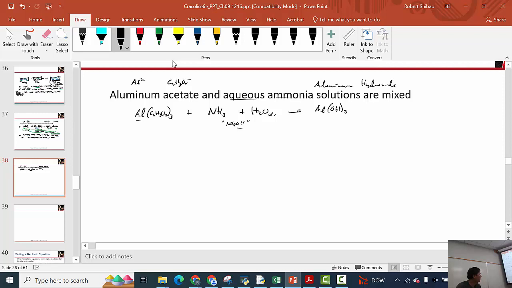Al(OH)3. Good. And you're going to add that to ammonium acetate, which will be the other product. So ammonium with acetate, NH4C2H3O2. Ammonium is NH4 plus, and acetate is C2H3O2 minus. So it's a 1-to-1 ratio, whereas this was a 1-to-3 ratio. So we have 1 aluminum, we only need 3 hydroxides to balance out that charge.